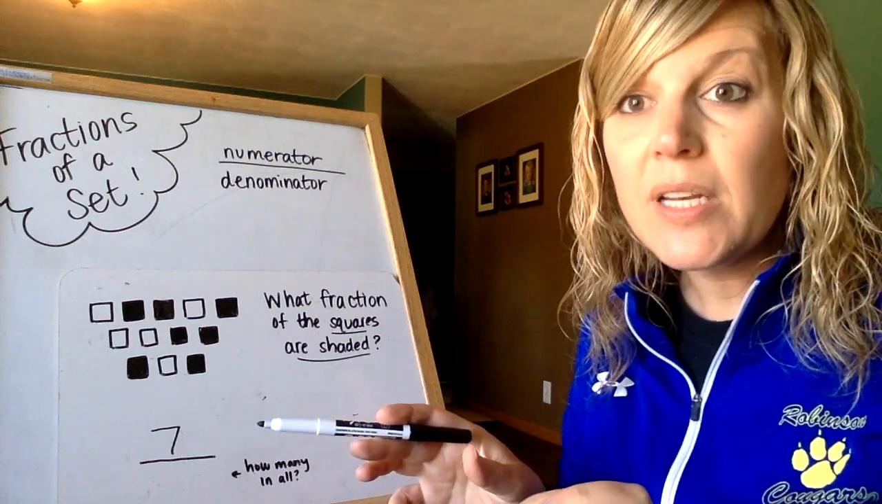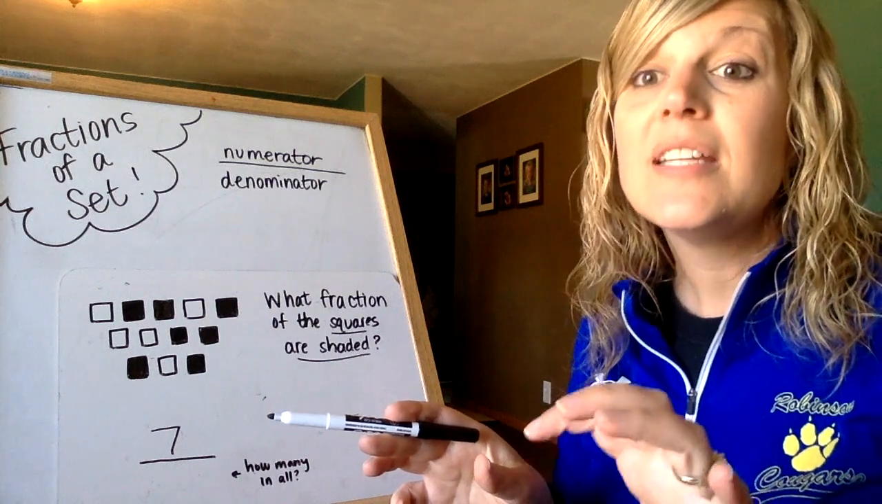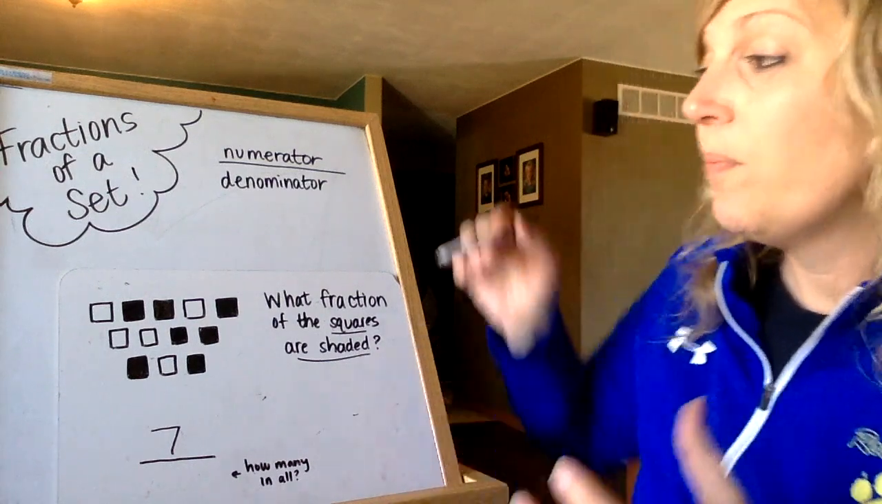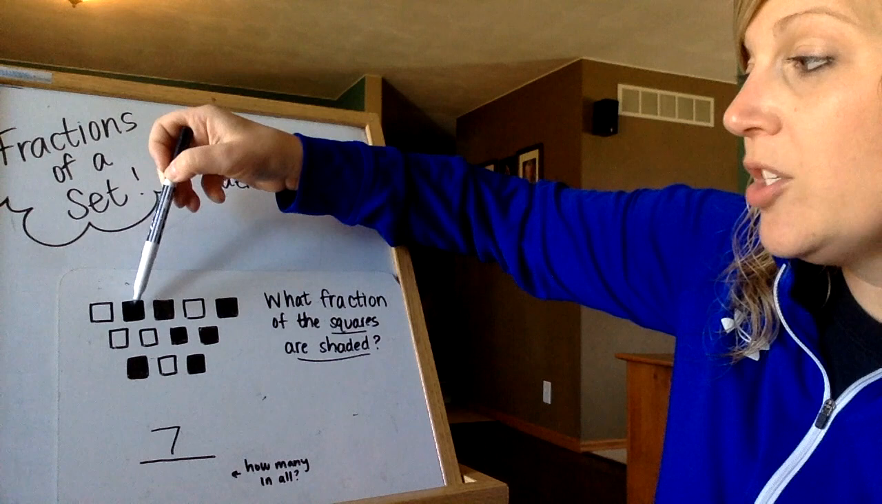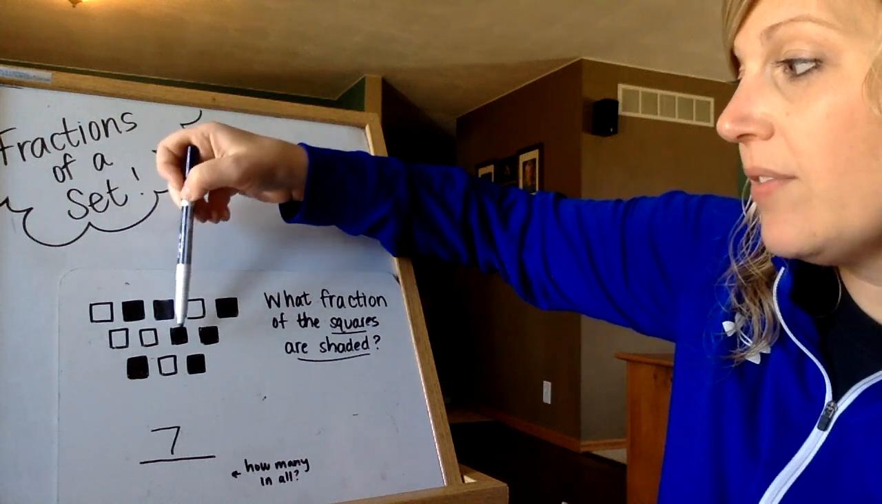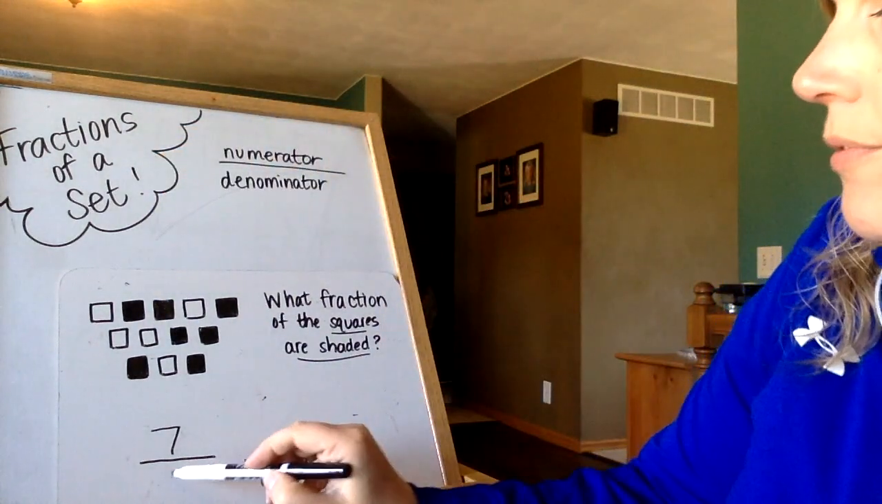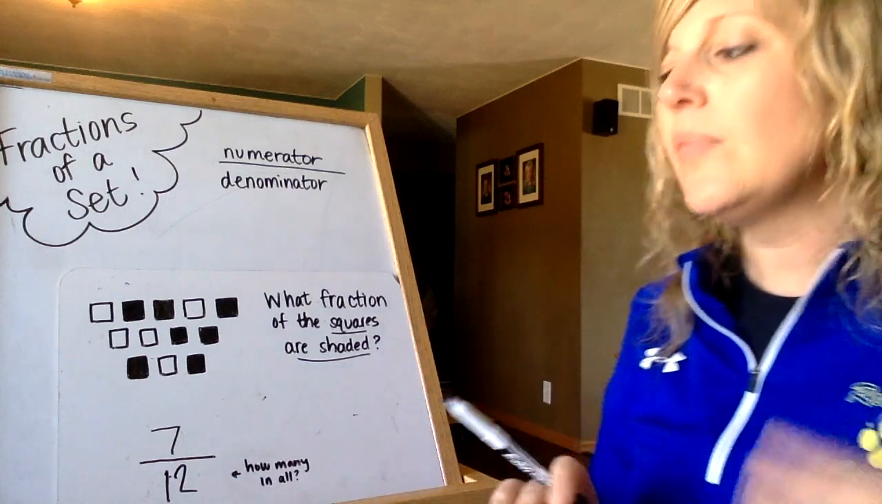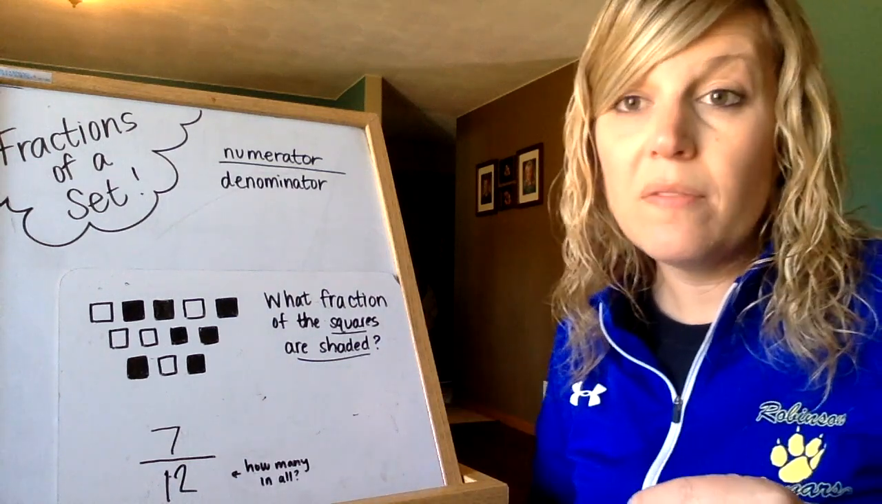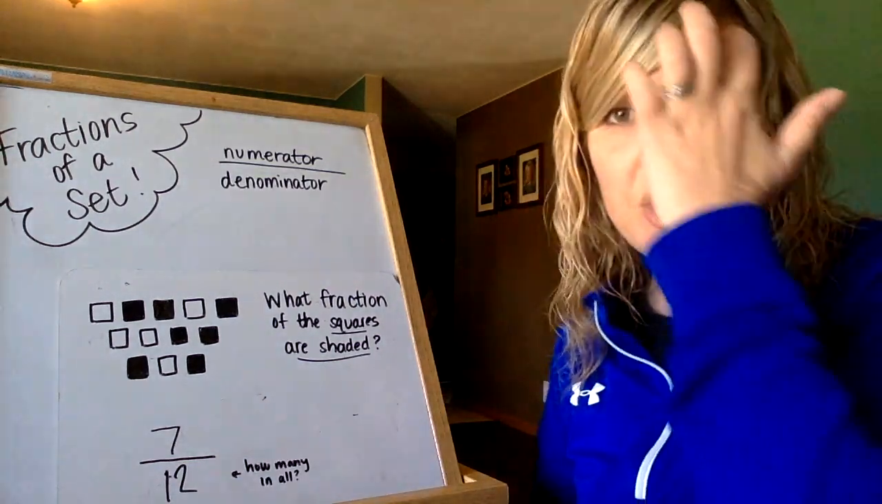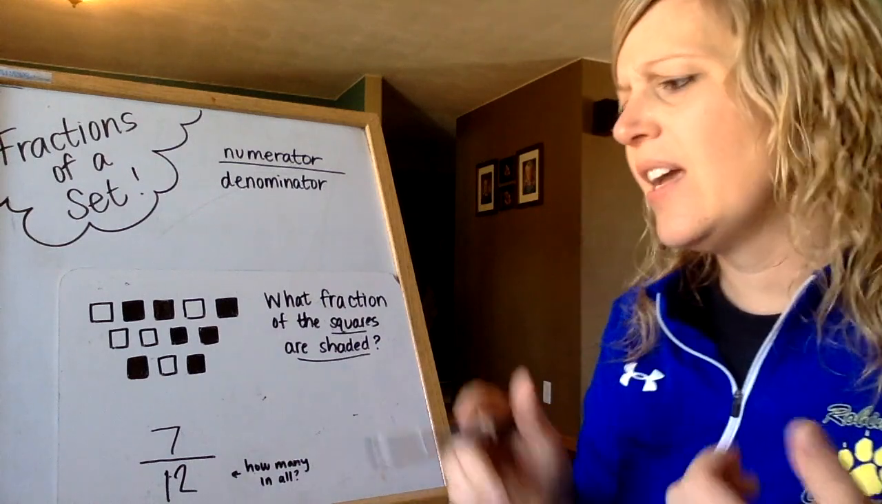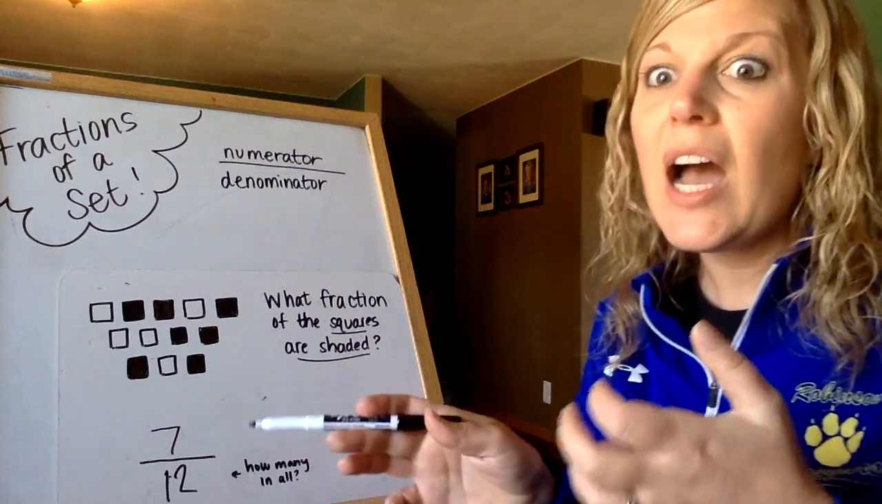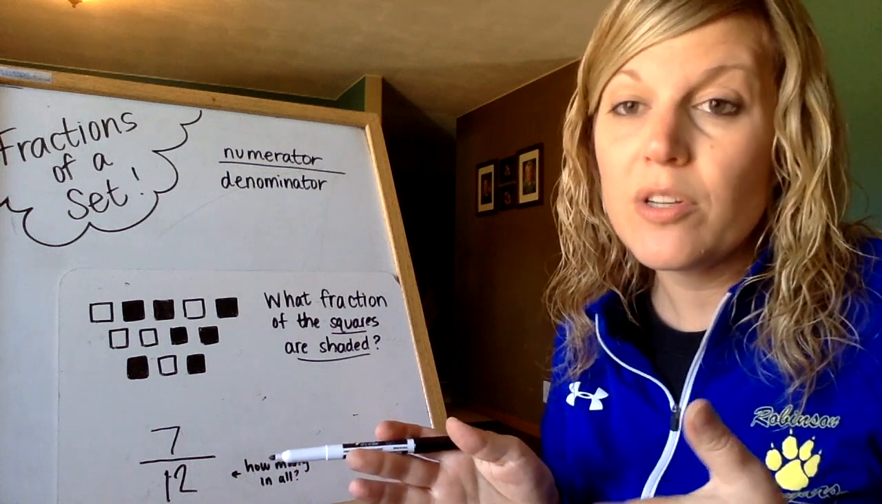Remember my denominator, that bottom number in the fraction, tells me how many there are in all. So in all, I have 1, 2, 3, 4, 5, 6, 7, 8, 9, 10, 11, 12. A dozen. So 7/12 of my squares are shaded. Another way I can say that is 7 out of the 12 squares are shaded.